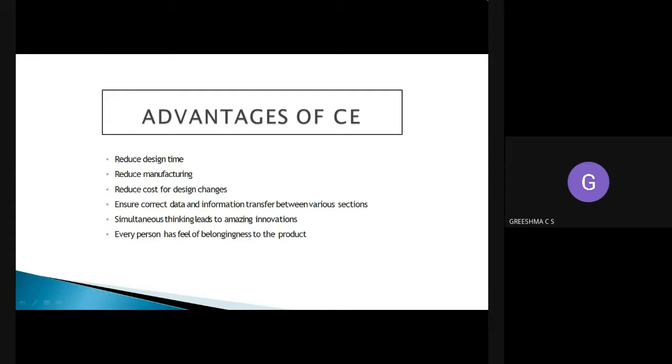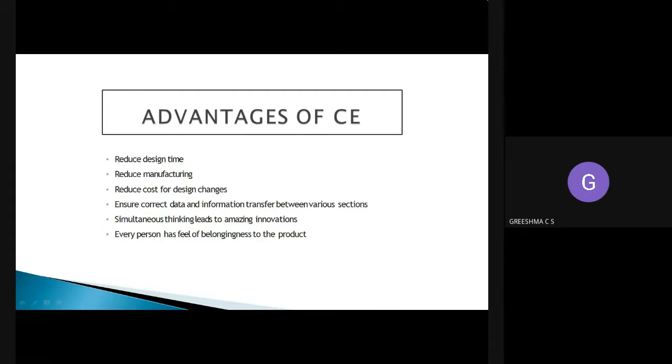So every person has a feeling of belonging to the product. With microbial concrete, the civil person will feel that this is something related to me. The biotechnology person will also feel, oh, this is something related to me, because everybody has contributed. There is a contribution from every stream. So there is a feeling of belongingness. So that is concurrent engineering.